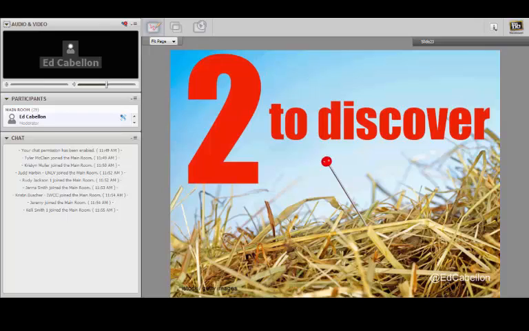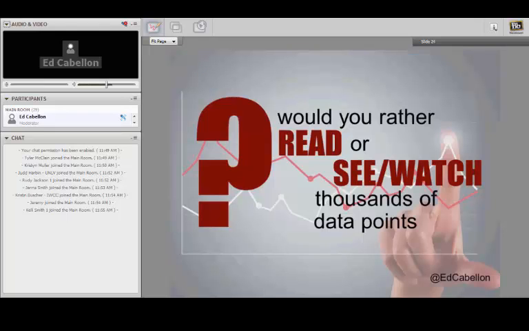The second thing I want to talk about is discovery, and I think when you look at the discovery of data, oftentimes many folks reading our data sets may not even realize what they're looking for.